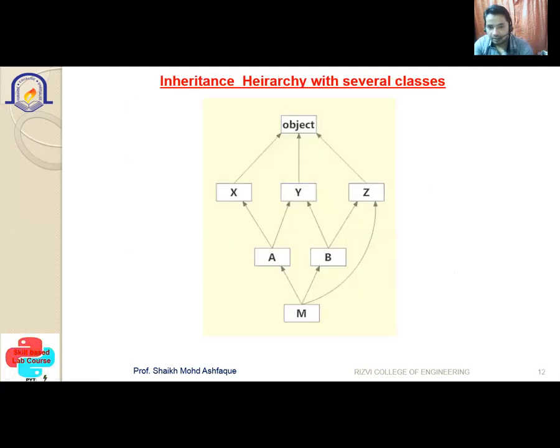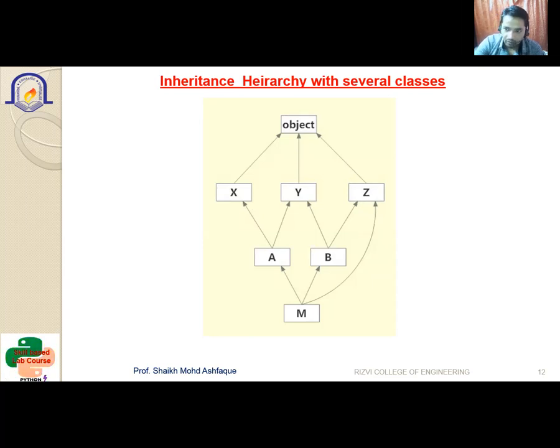You can see the example here. This is your hierarchy where you have multiple classes. Class object has to be inherited into the three classes, that is X, Y, Z. Then it goes to A and B. Then it goes to M. A and B are inherited: A is inherited from X and Y. Similarly, B is inherited from Y and Z. And then M is inherited from the three classes A, B, and Z. So in this way, the inheritance hierarchy is given.